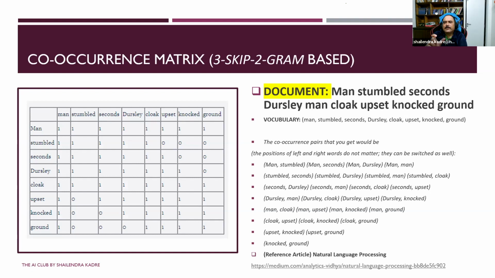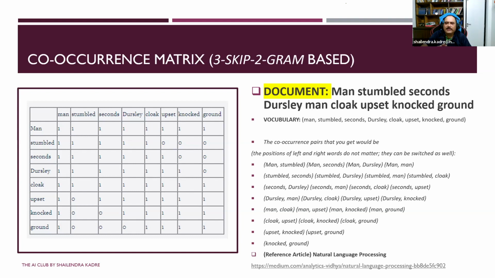Skip means we'll take up all the pairs which have a maximum of 3 words in between them. It will be very clear when we take the example. So we'll take all the word pairs. 2 gram means at a time we'll consider only 2 in a particular pair. So that is 2 gram. Skip means we'll consider only the words which have a maximum of 3 words in between them.